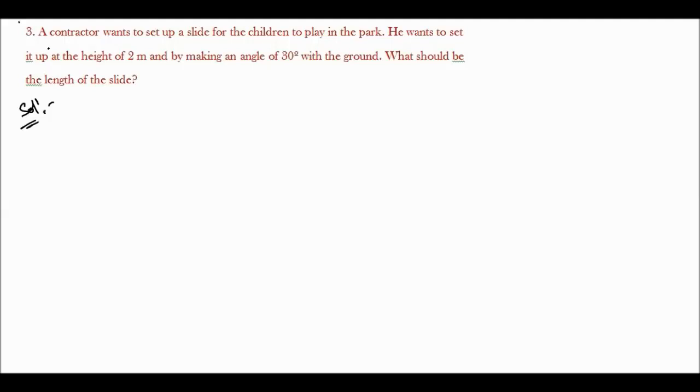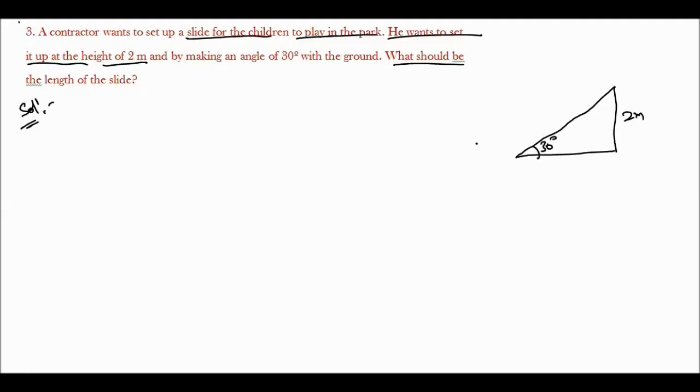So what is it saying? A contractor wants to set up a slide for the children to play in the park. He wants to set it up at a height of 2 meters. So let's say 2 meters going up. He wants to set it up by making an angle of 30 degrees. So it looks like this, 30 degrees with the ground. What should be the length of this slide? So he is asking how much the length of the slide is.